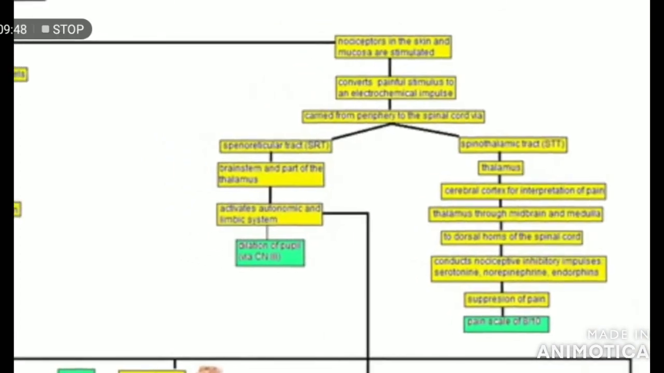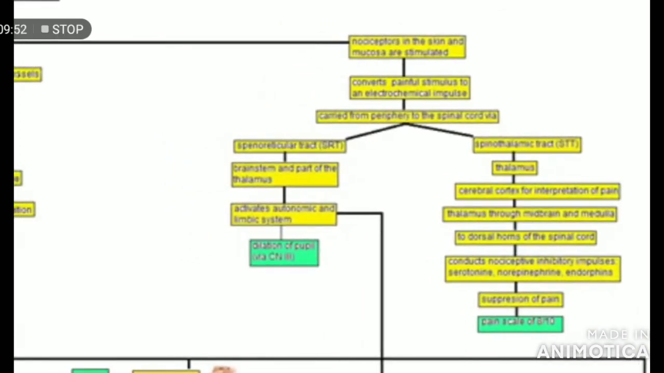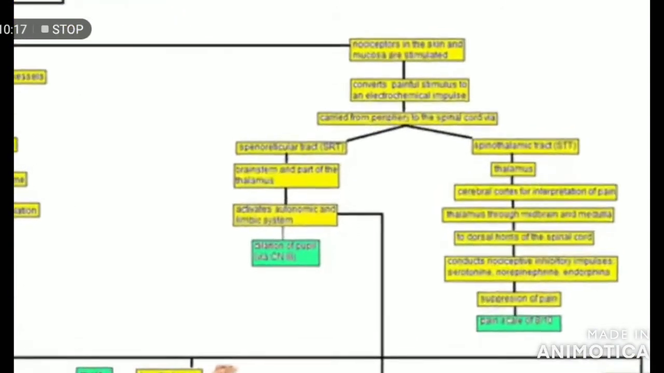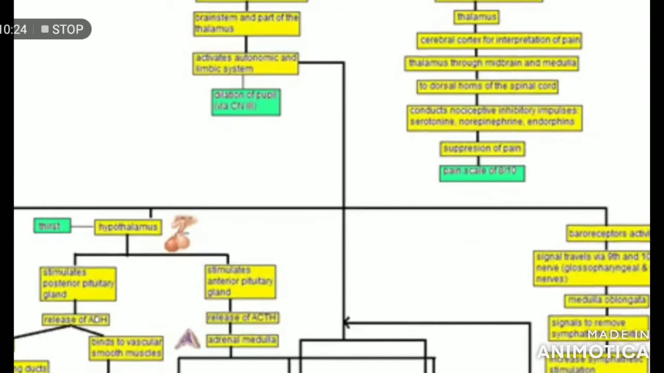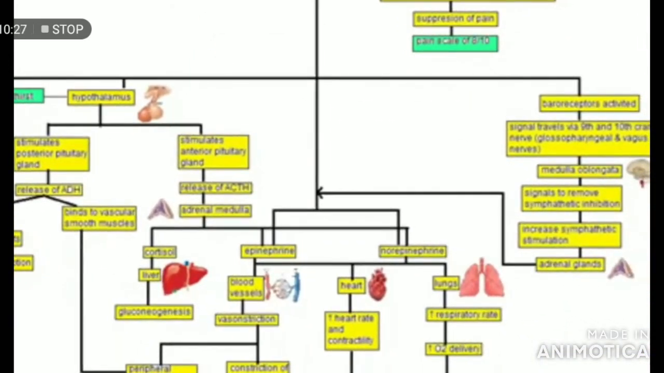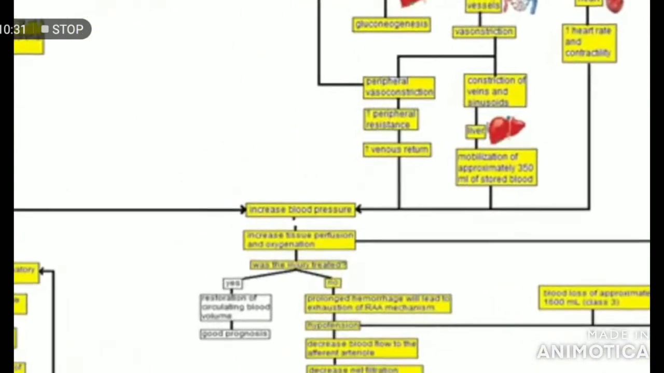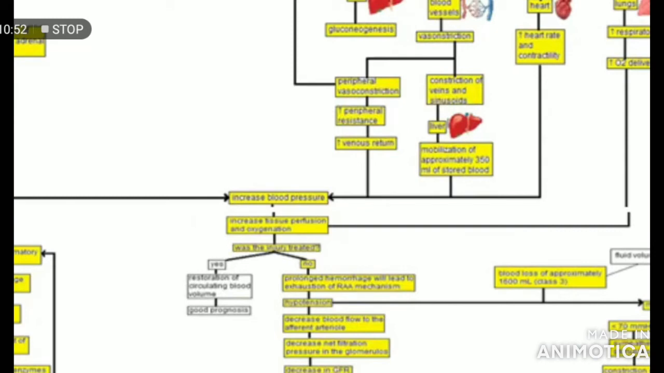Next is the spino-reticular tract. The impulses are carried to the spino-reticular tract and then into the brainstem and part of the thalamus, which then activates the autonomic and limbic system. This activation dilates the pupil by cranial nerve 3, and it also activates the release of epinephrine and norepinephrine to increase the blood pressure. So increased blood pressure then leads to increased tissue perfusion and oxygenation.